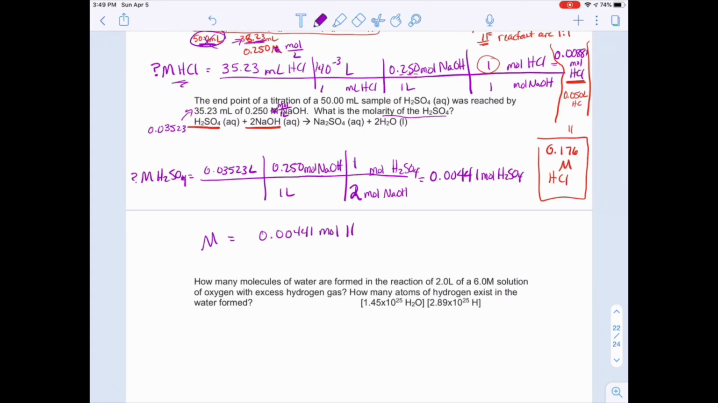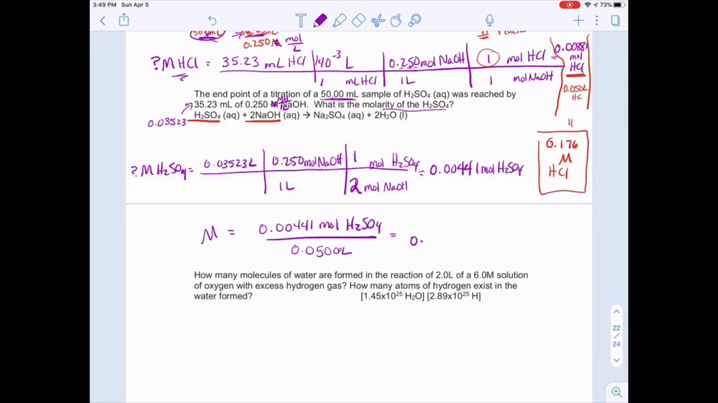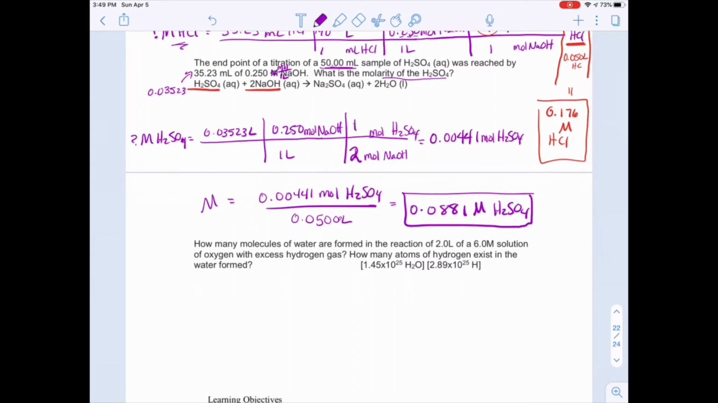So 0.00441 moles of H2SO4 divided by the liters. And it was 50 milliliters, so if I put it as liters, I get this number, divided by 0.0500. That gives 0.0881 molarity of H2SO4. And that's my answer for the second problem.